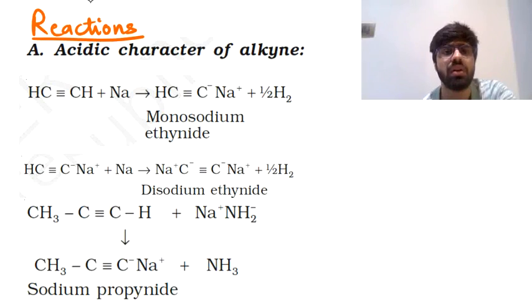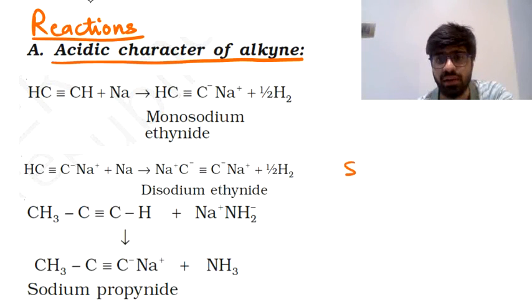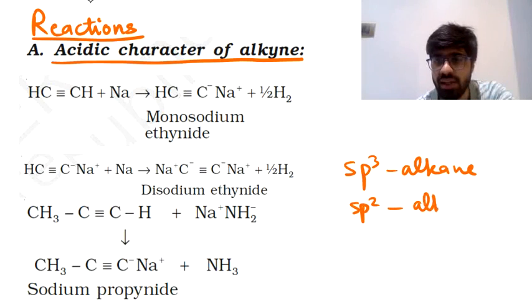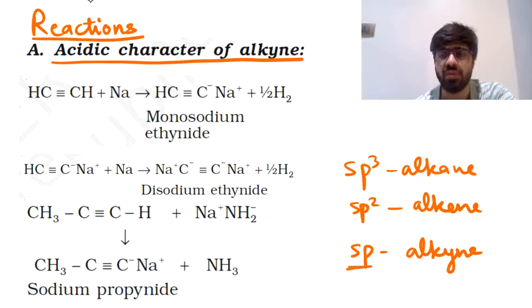The first reaction is the reaction which helps you to understand the acidic character of alkynes. Now, when we talk of the carbon atom in alkynes, the carbon atom in an alkane is sp3 hybridized. The carbon atom will be sp2 hybridized in an alkene, and it will be sp hybridized in an alkyne. An sp hybridized carbon atom has the maximum electronegativity.